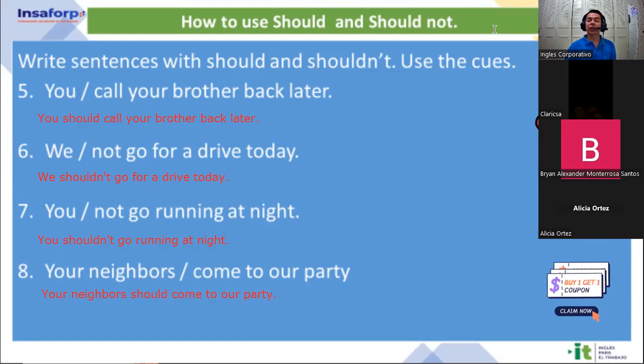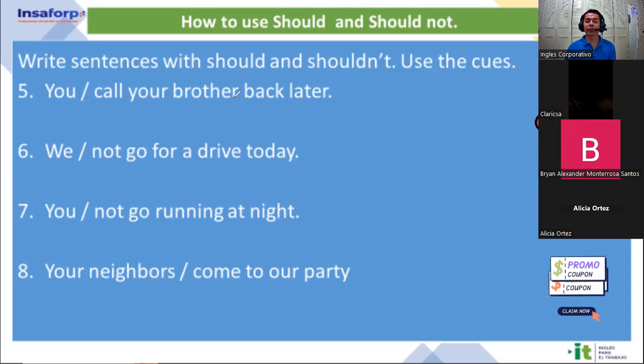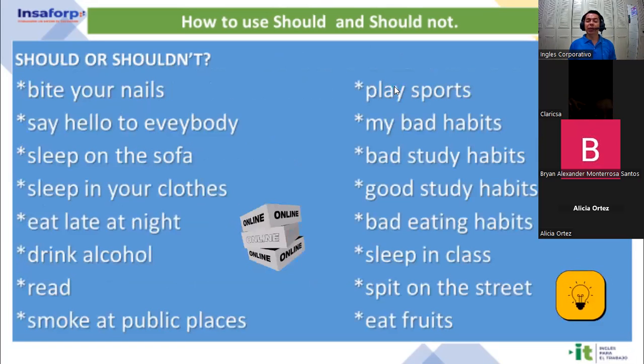Now, let me see. We're going to discuss the next exercise, right? El siguiente ejercicio, les soy honesto con ustedes. Me encanta el siguiente ejercicio, así que vamos a tratar de aprovecharlo, ¿sí? Okay, good. Listen. Should or shouldn't, right? Here we have some positive things, some appropriate things, and we have some inappropriate things.